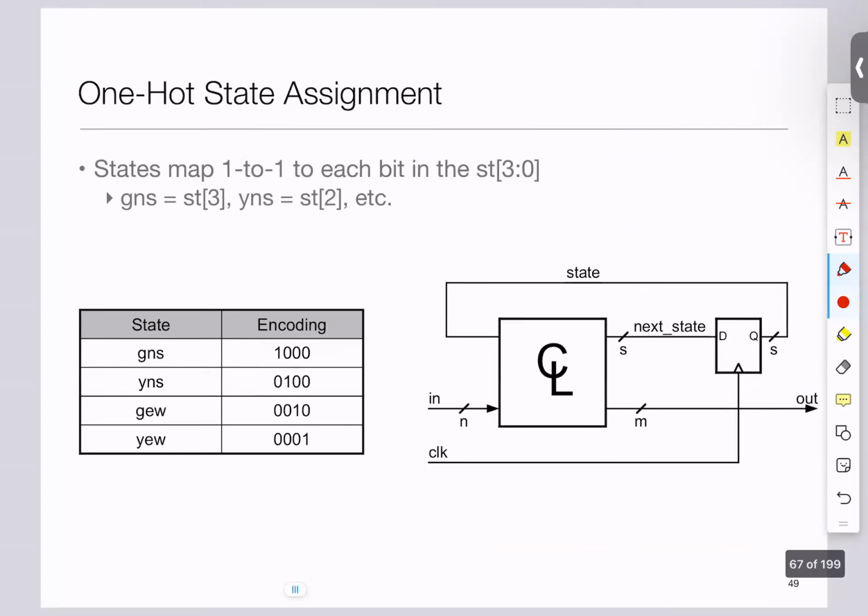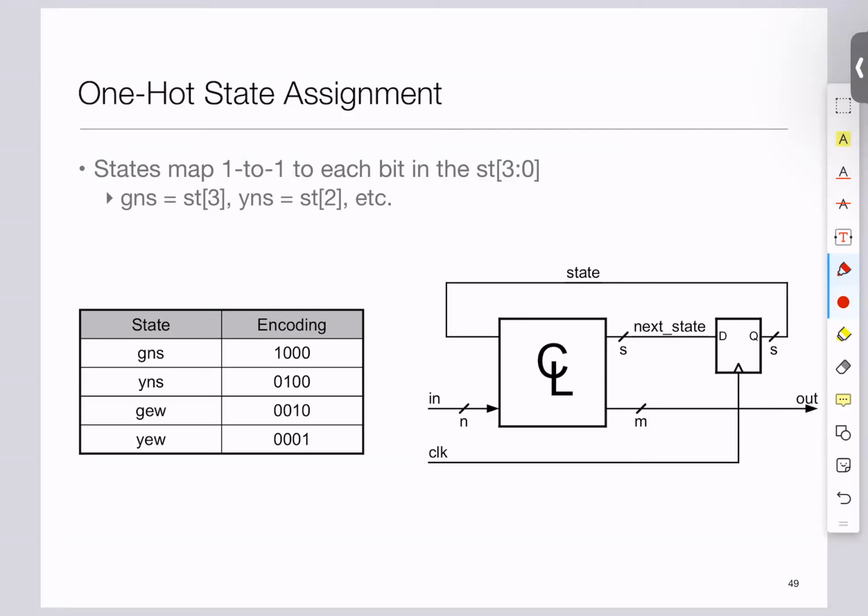Okay, so let's try some mapping. So it turns out if you are doing things manually, one-hot coding actually is a lot easier to work with. If on the other hand you are using some tool, then binary coding, yeah, you can work with that. But for manual design, one hot is usually simpler.